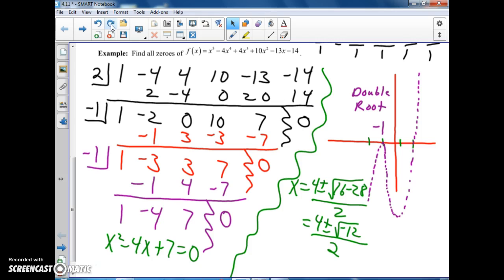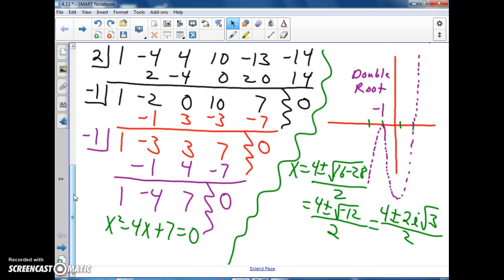Once again, all first semester stuff you learned. So here's what you're going to get: 4 plus or minus 2i square root of 3, over 2. Now all you've got to ask yourself is this: is there something that can be simplified there? What will go into all of those? The 2 will. So we're going to divide each of them by 2. So what's the answer you're going to get? 2 plus or minus i square root of 3. Perfect. You got it.